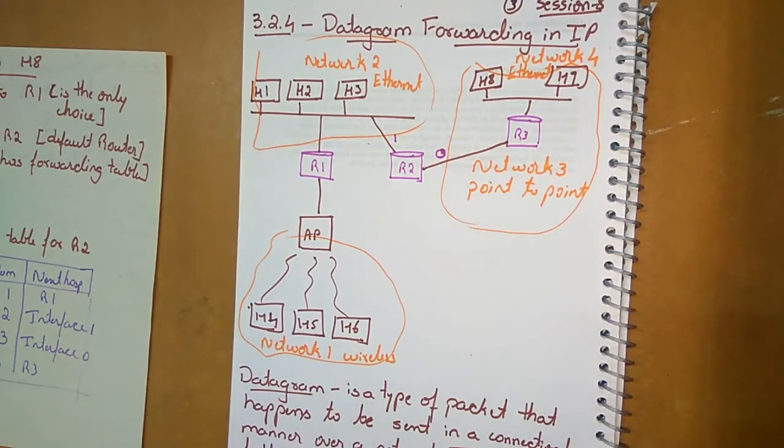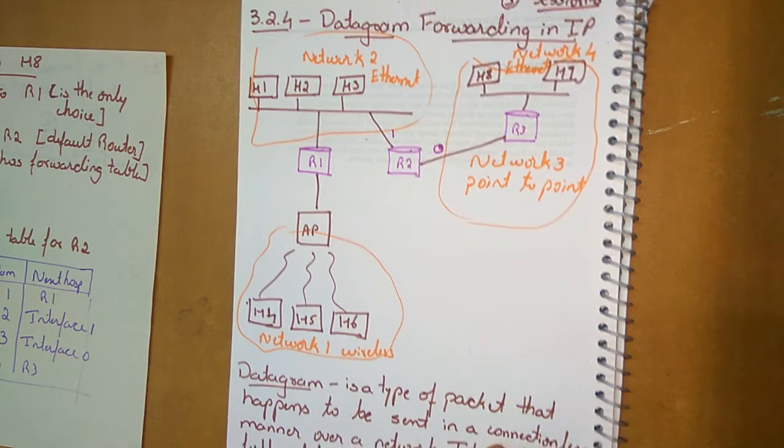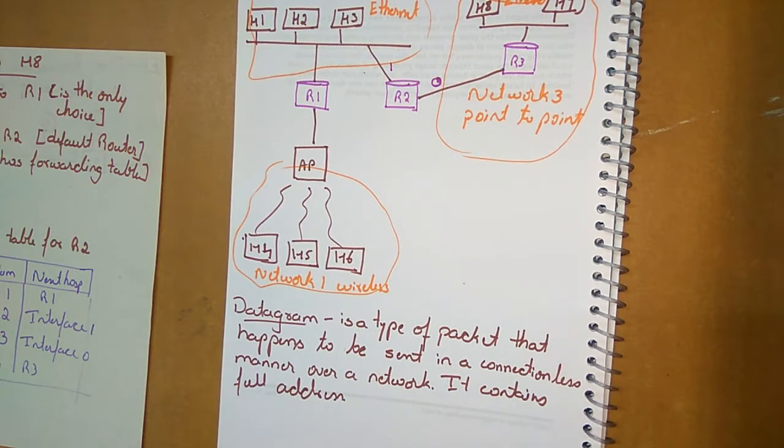Okay, so the next topic is datagram forwarding in an IP. Before discussing this topic, let's check what is meant by a datagram. A datagram is nothing but a small type of packet that is sent in a connectionless manner over a network, and it contains a full address.